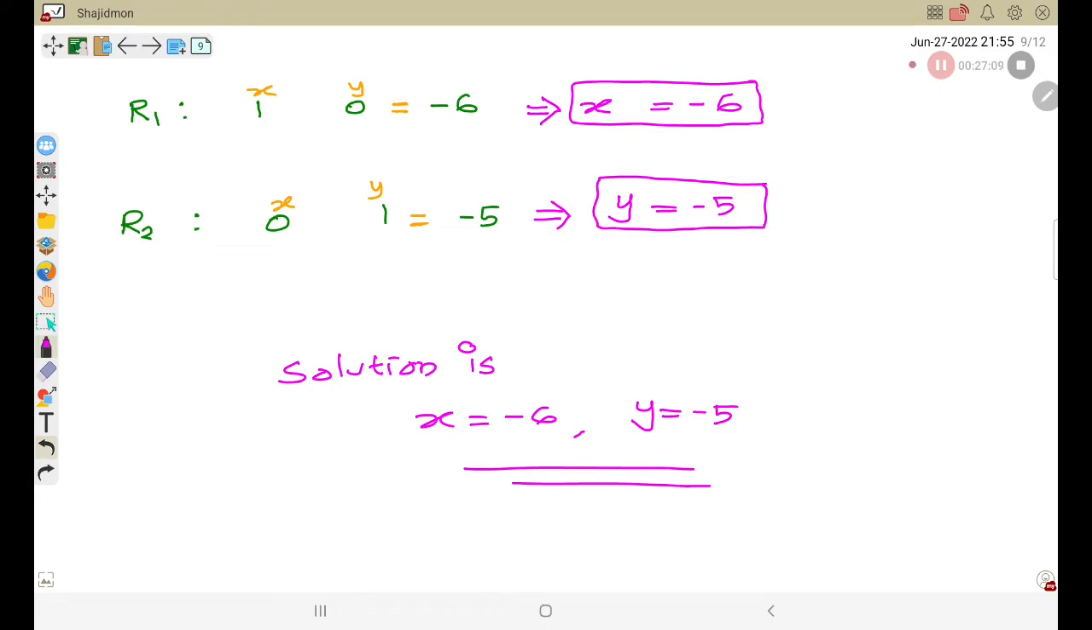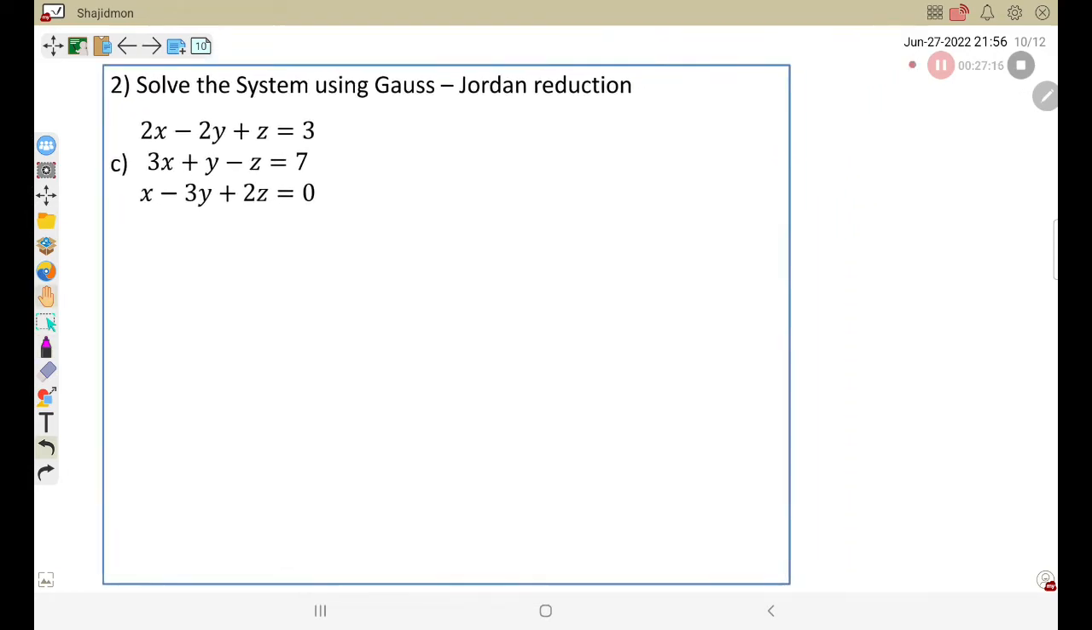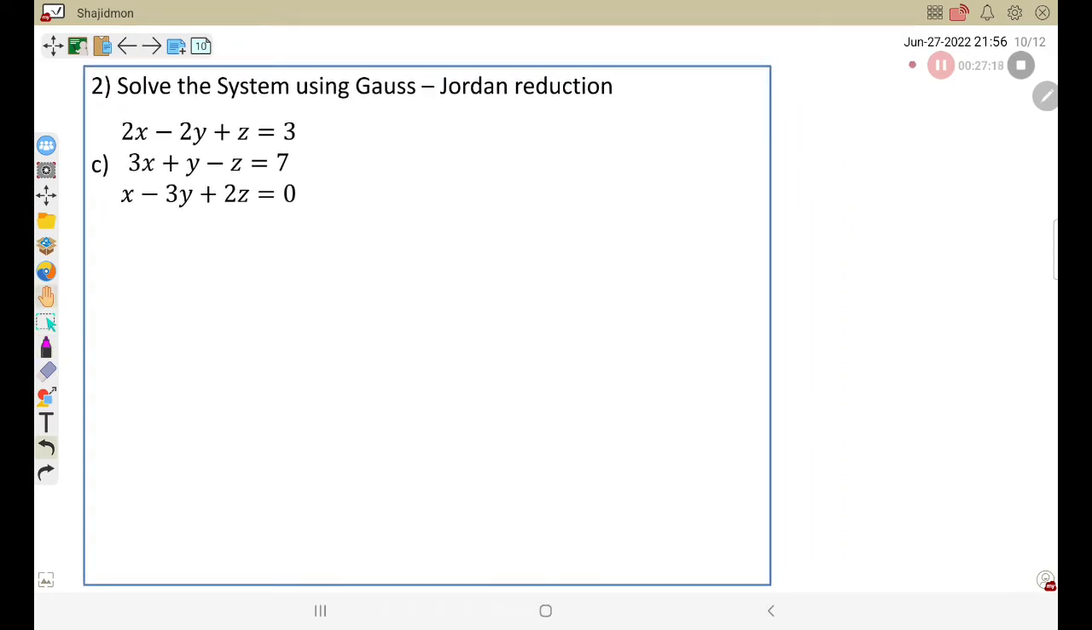A 2 by 2 system is comparatively easy to find the solution for. Now we will do one question in 3 by 3. It is a little lengthy. I will write the steps here. You can verify the row operations by calculator later. So this is the question: solve the system using Gauss-Jordan reduction. A 3 by 3 system here. So I am starting with the AB matrix.